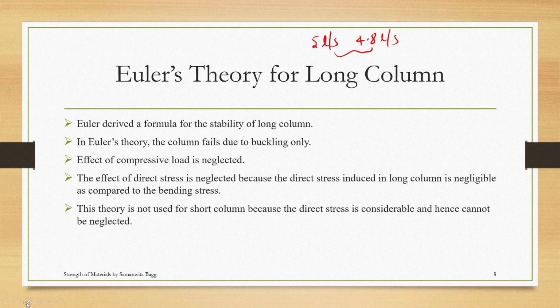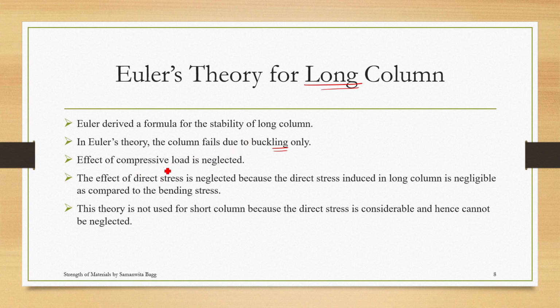Okay, we'll now go to the next topic, that is Euler's theory for such kind of long columns. Euler has given his theory for calculating this critical or buckling load for long columns only. Euler derived a formula for the stability of long columns. In Euler's theory, the column fails due to buckling only. So this is something that we need to take note of, that in Euler's theory, we are not going to talk about short columns. We are only talking about long columns, and they are going to fail only under buckling.